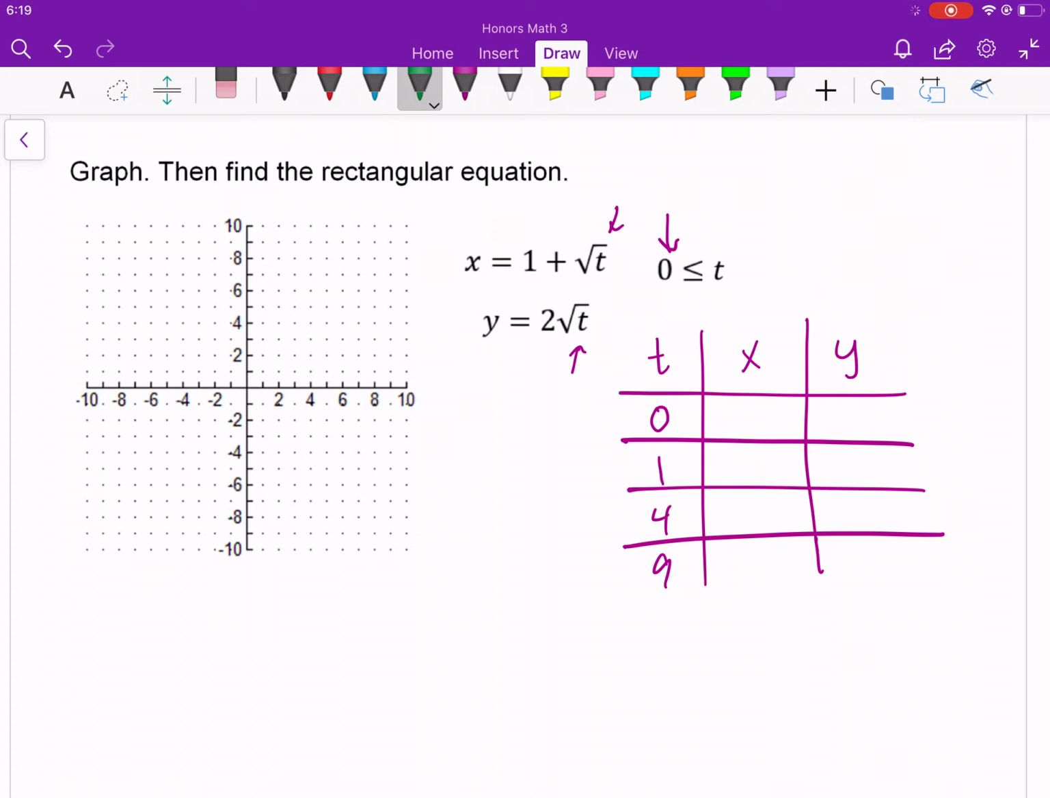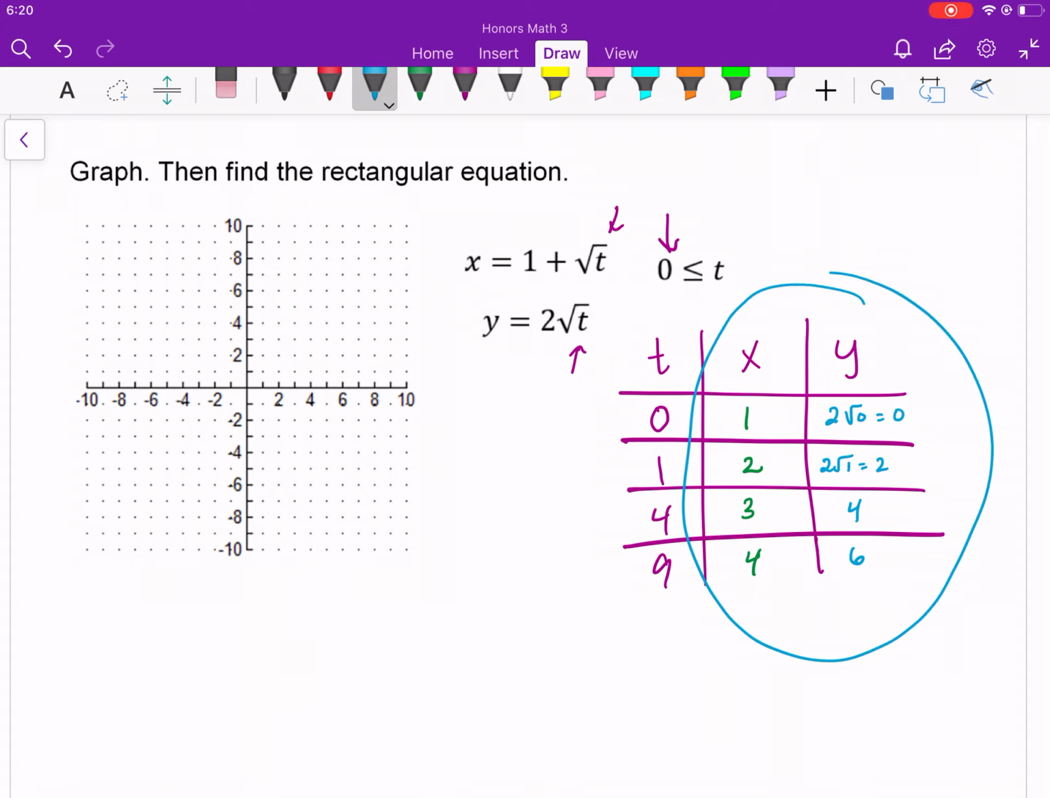So 1 plus the square root of 0 is 1. 1 plus the square root of 1 is 2. 1 plus the square root of 4 is 3. And 1 plus the square root of 9 is 4. Well, that was easy. And then this one we'll do 2 times the square root of 0 is 0. 2 times the square root of 1 is 2. 2 times the square root of 4 is 4. 2 times the square root of 9 is 6. Also fairly easy. All right, so now we focus on this section and we're going to graph those.